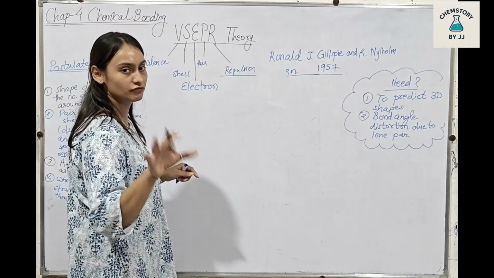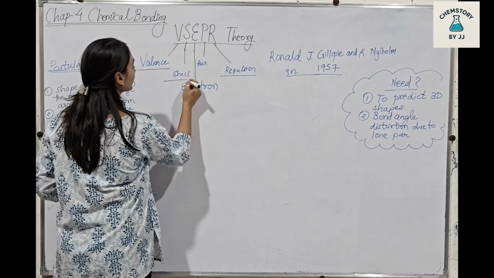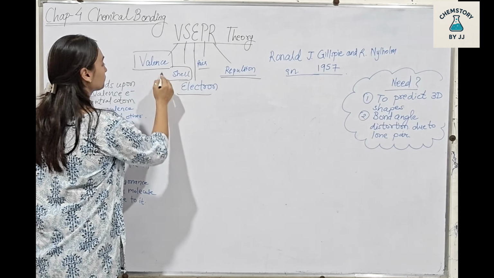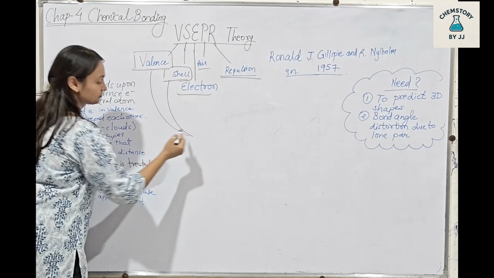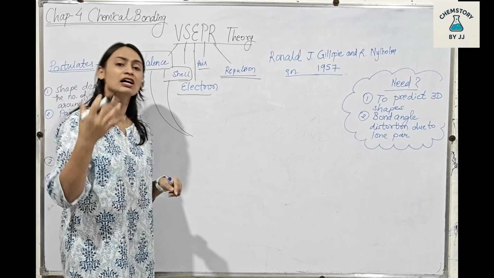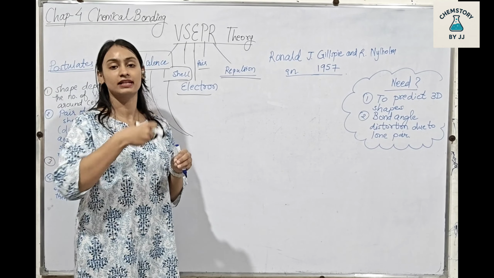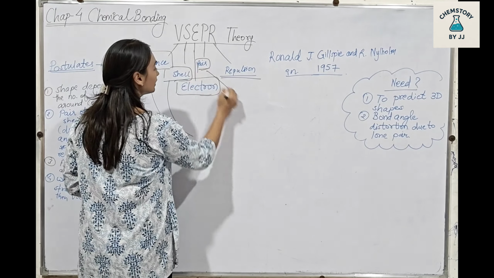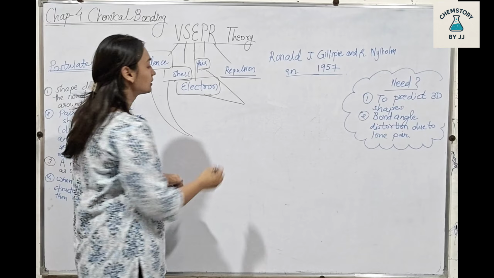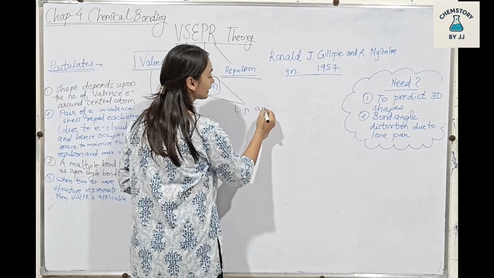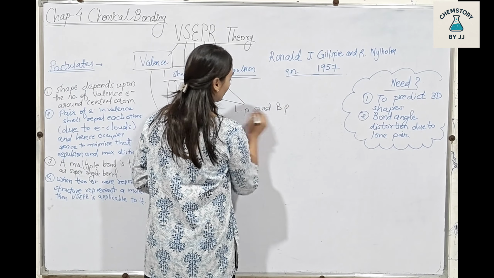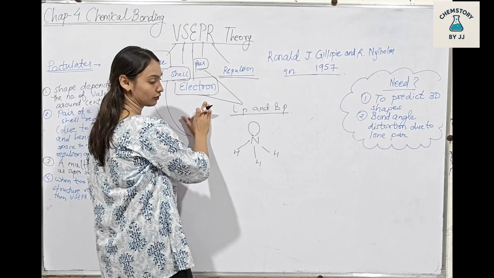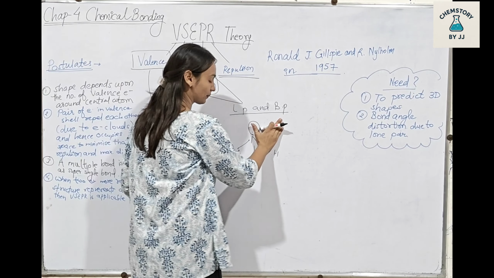Before jumping into the postulates, we should know what valence shell electron pair repulsion means, right? Valence shell electron pair. What do you understand by valence shell? Valence shell is the last shell which is ready to donate or accept electrons, right? That's the valence shell. And what do you understand by electron pair? There are two types of electron pair actually: the first one is lone pair and the second one is bonding pair.